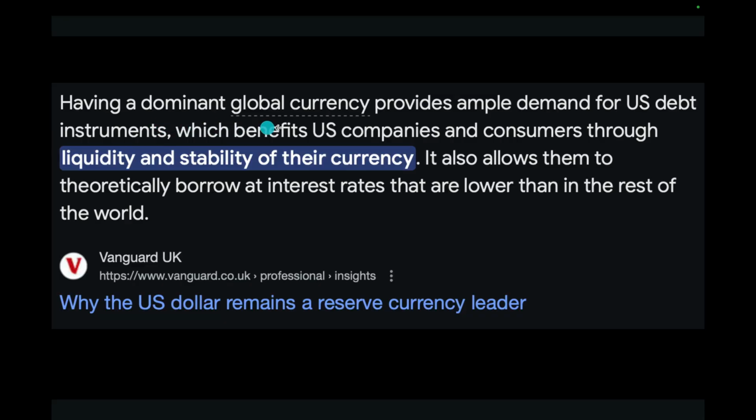The United States of America, with the trade deficit that it has, if it didn't have the dollar as a reserve currency, would have been bankrupt right now. Having a dominant global currency provides ample demand for US debt instruments, which benefits US companies and consumers through liquidity and stability of their currency. It also allows them to theoretically borrow at interest rates that are much lower than the rest of the world.